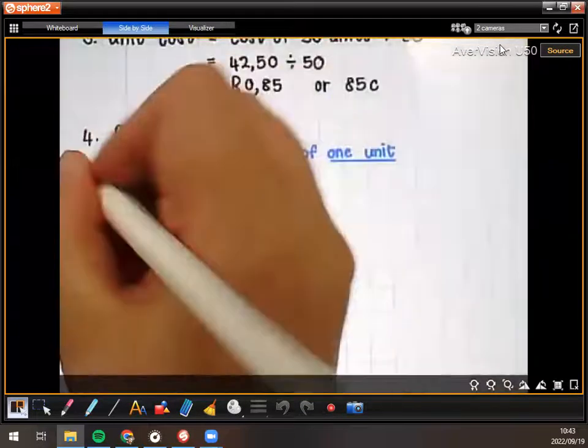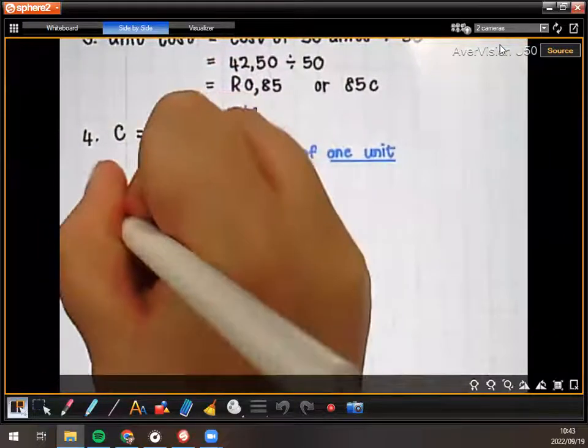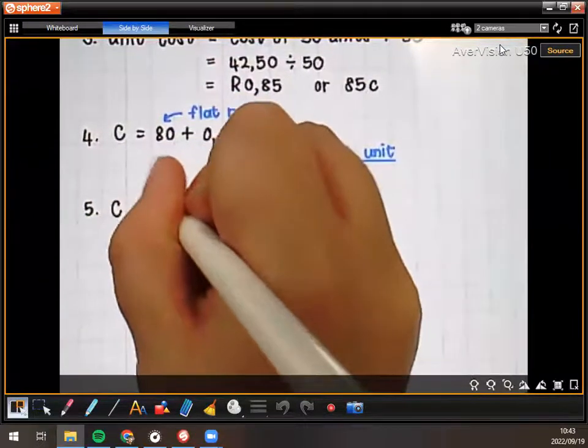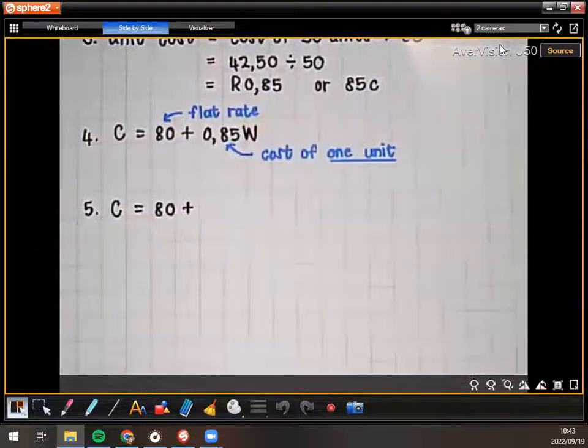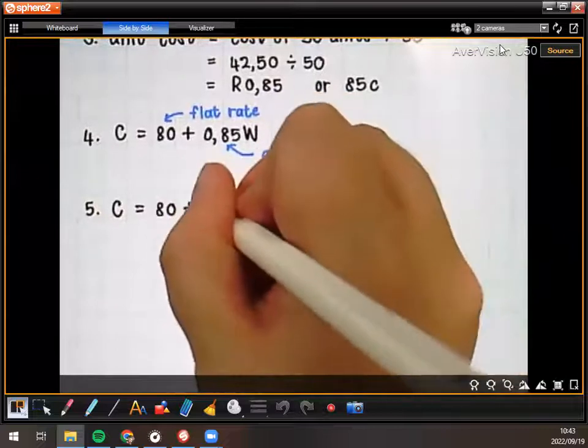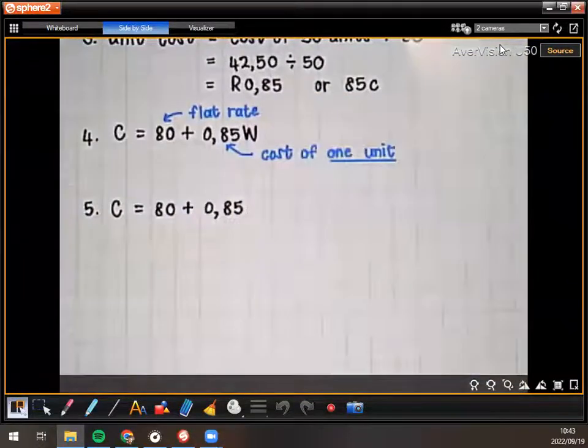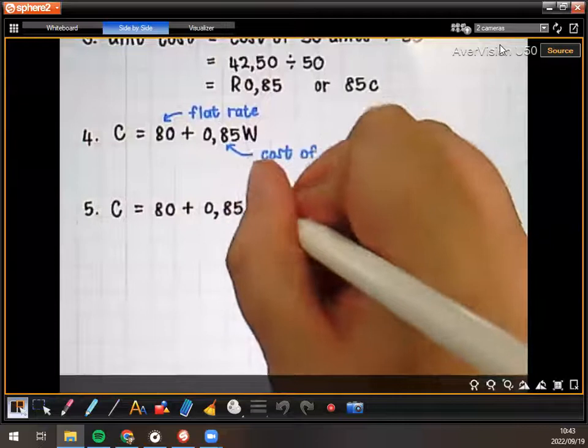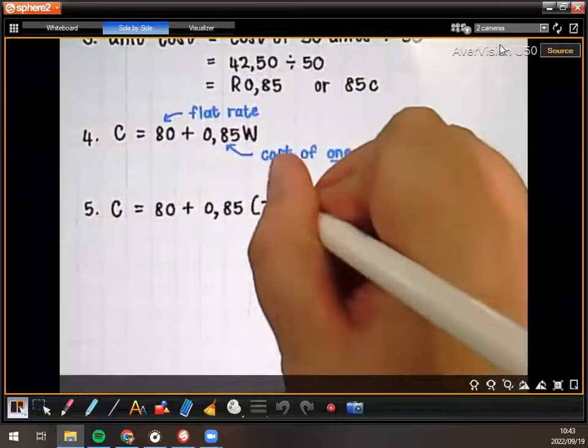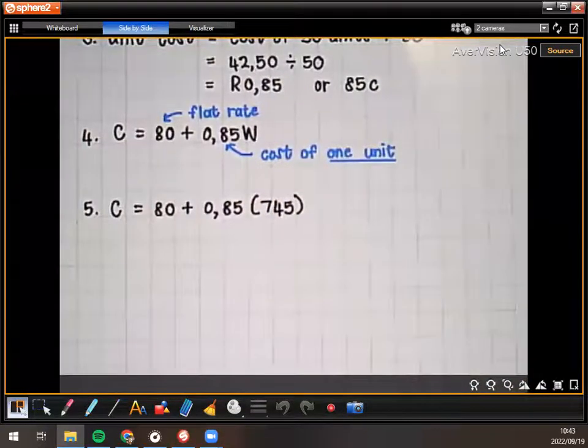Okay, so now we're going to say, for number 5, the cost is 80 plus, because remember, that's the flat rate. We're going to have to pay 80 Rand. Flat rate. Okay. Plus now the cost for all those units. So it's 85 cents for 1 unit. But now because we used 745, we have to times it by that.